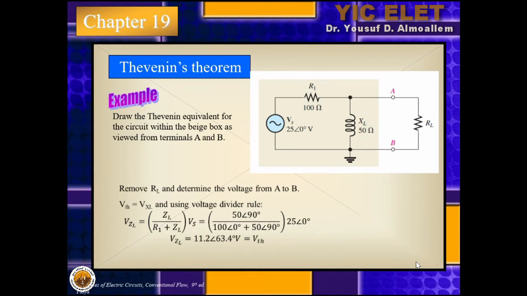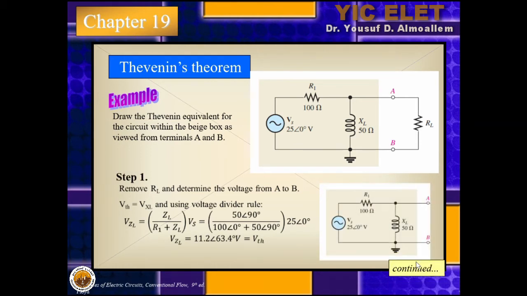Now let's take an example. If somebody asks you to draw the Thevenin equivalent for the following circuit, which is in the box over here, that is the circuit that you want to find the Thevenin equivalent for. In other words, you look at the circuit from between terminals A and B. So the first step is to remove the RL and determine the voltage from A to B. Simply remove this RL and find the open circuit voltage between A and B.